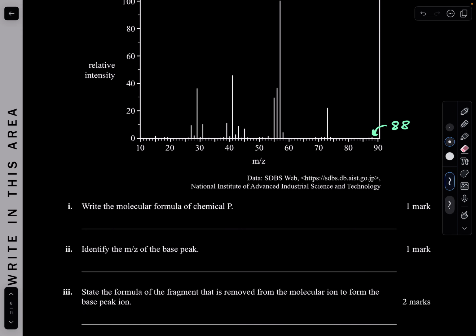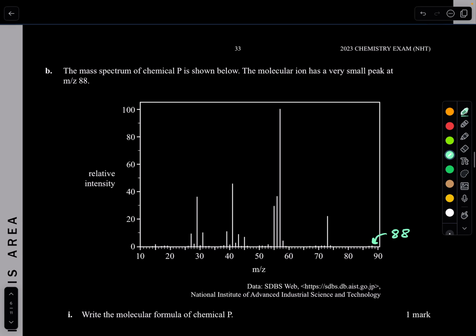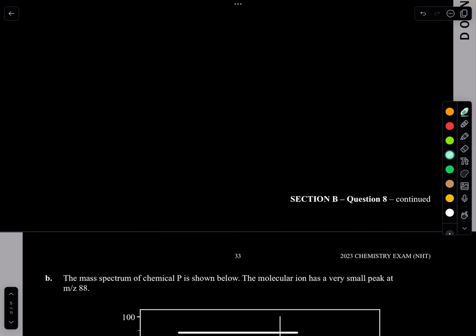Write the molecular formula of chemical P. Easy. The best way to do this is, okay, we know that there's one oxygen. Get rid of that oxygen. So if we know the total is 88, minus 16, get that oxygen molar mass out. So 88 minus 16, we get left with 72. This is what I tell my students to use. Use this formula.